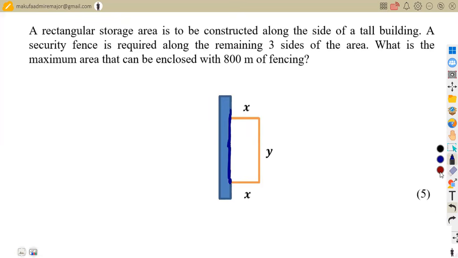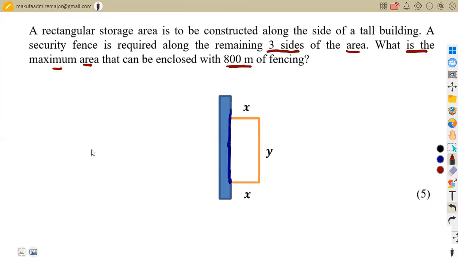The fence is going to be for the remaining 3 sides of the area, meaning our fence is going to cover from this point up to this point, up to this point here. That is where our fence is going to cover: X, Y, and this X. So we are given on this platform, take note now, what is the maximum area that can be enclosed with 800 meters of fencing?